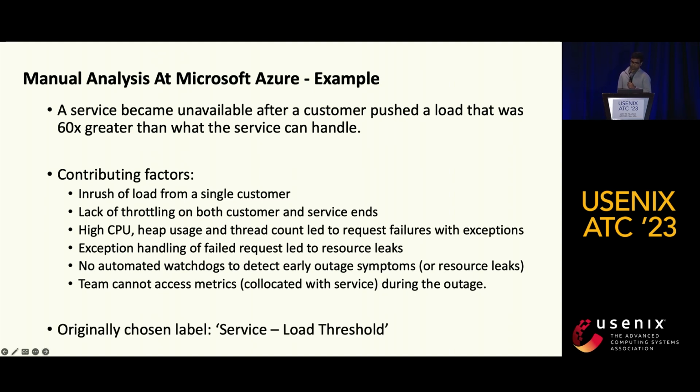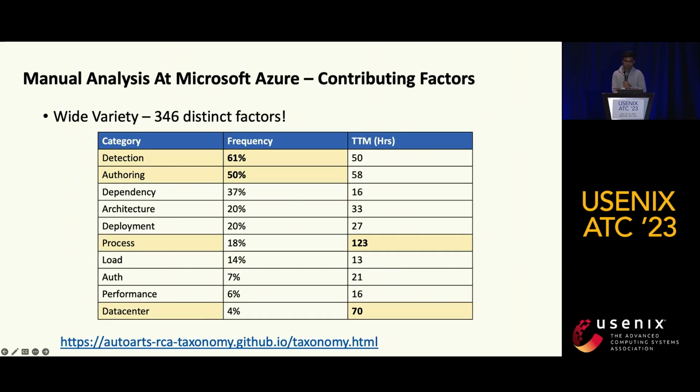Contrast this with today's practice of labeling this incident by a human. They just simply chose service load threshold as the label for this incident, which is not wrong, but it's not sufficient. From our analysis, we found a wide variety of 346 distinct contributing factors. This table highlights the 10 high-level categories that they all fall into.